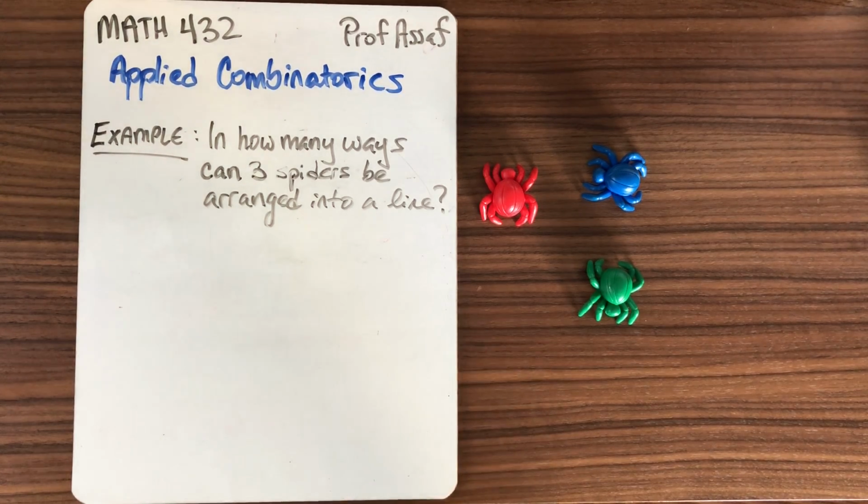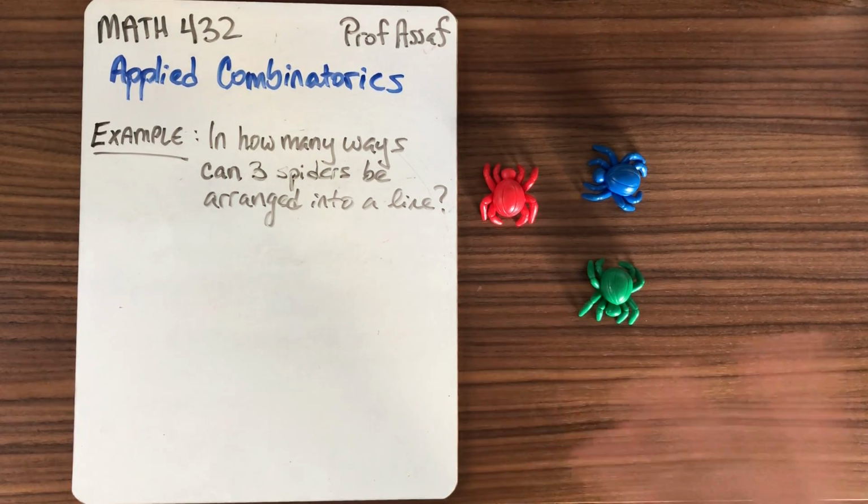Today we're going to be discussing linear orders. The example that we have here is, in how many ways can we arrange 3 spiders into a line?